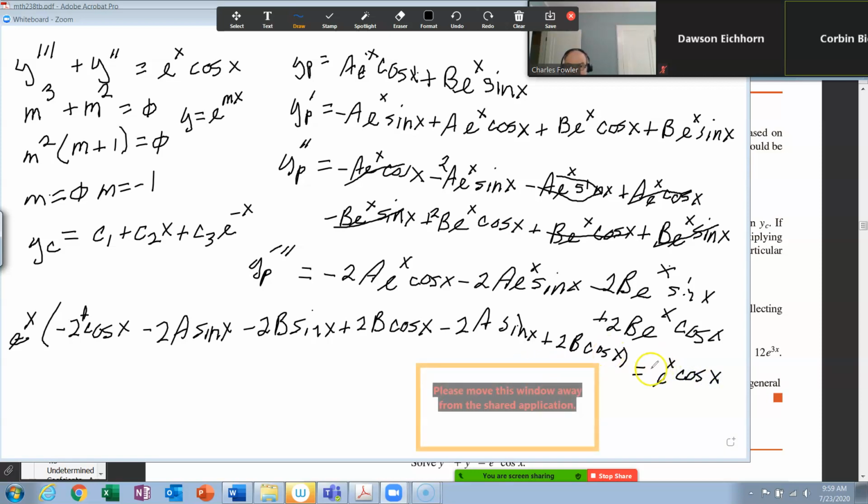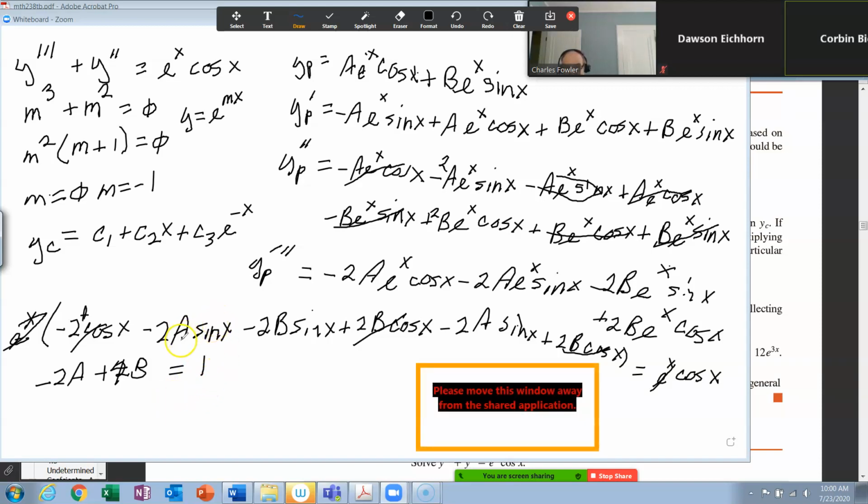If it's okay with you, I'm just going to get rid of the e to the x's right now. You see there's one on each side, so let's forget about those for a moment and get everything else to balance. Here we have a minus 2a cosine x, and that's the only one I see there. I'm doing all the terms with cosine in them: minus 2a plus 2b plus another 2b, so that's 4b cosine x, that must equal 1, because there's your cosine x over there.